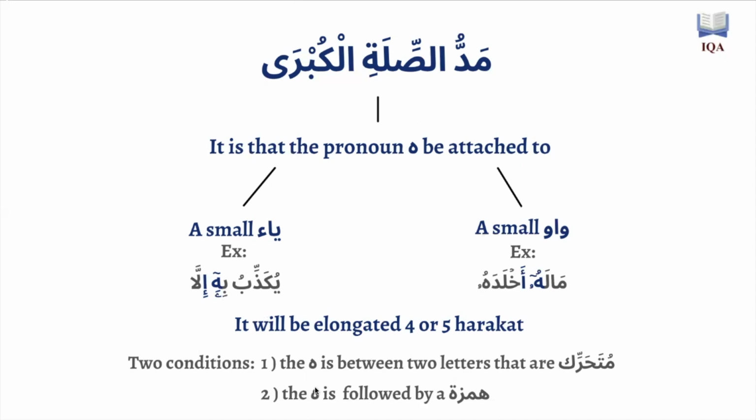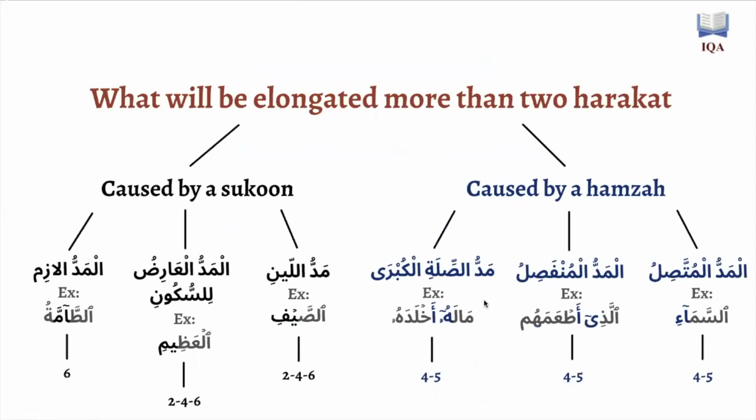The second condition is that the hu or the he is followed by a hamza. This is specific for Madd al-Silat al-Kubra. For Madd al-Silat al-Kubra, the hu or the he needs to be followed by a hamza. If it's followed by a hamza, that's when it's going to be Madd al-Silat al-Kubra. Because as we covered, these three that we're going to be covering in this video are all caused by a hamza. The reason why it's being elongated 4 or 5 harakas is because there's a hamza coming. There's a hamza coming after the letter, and it's causing this to happen, as we're going to see for all three of them.